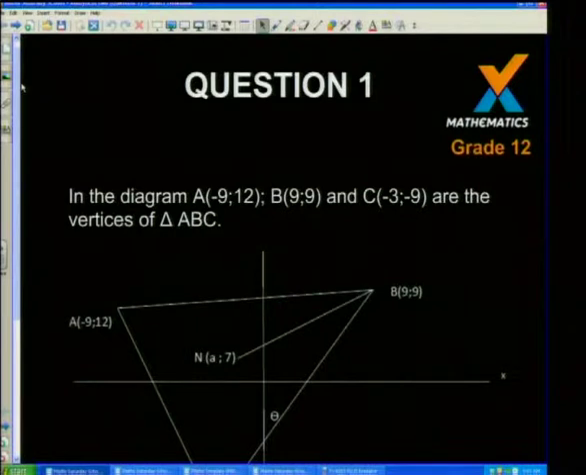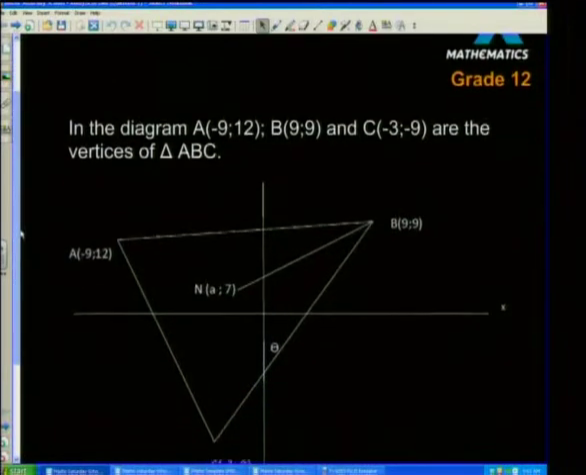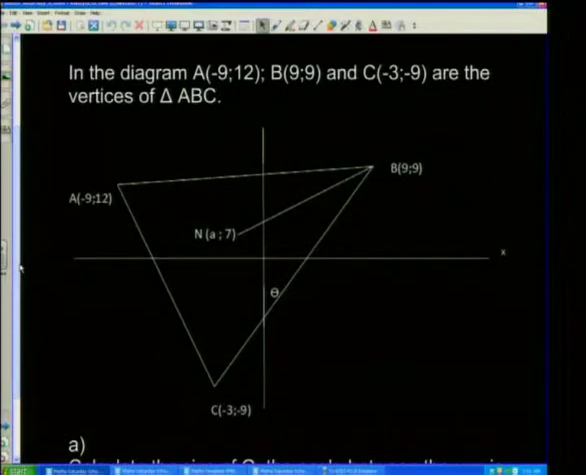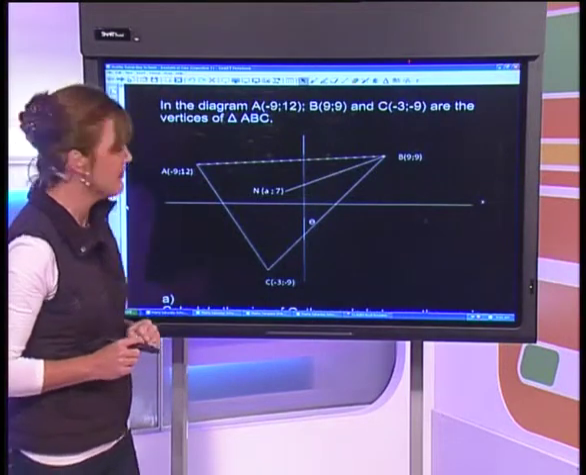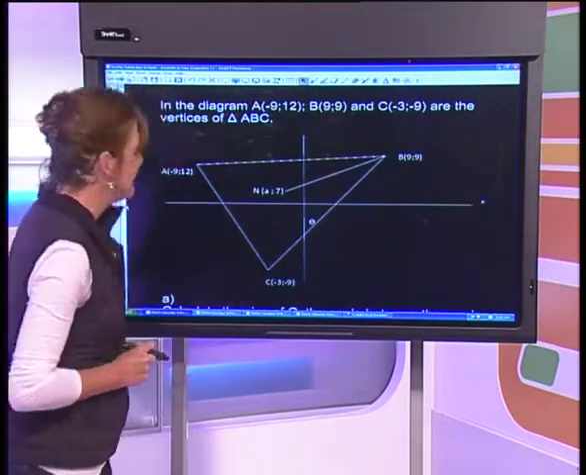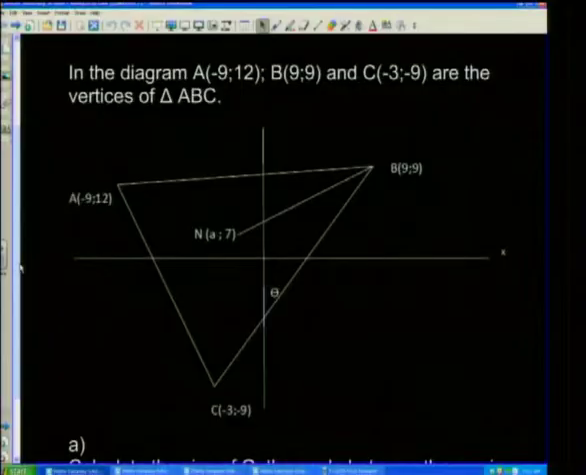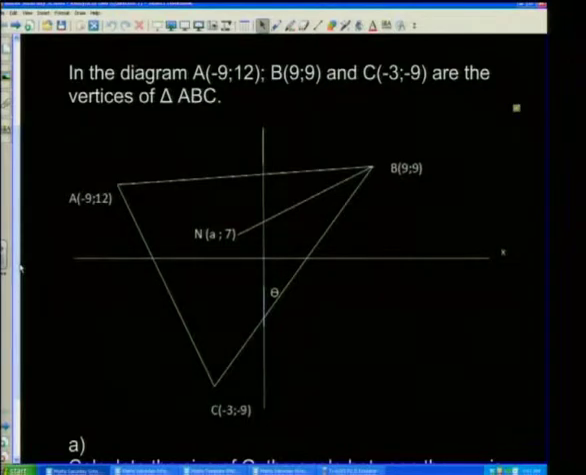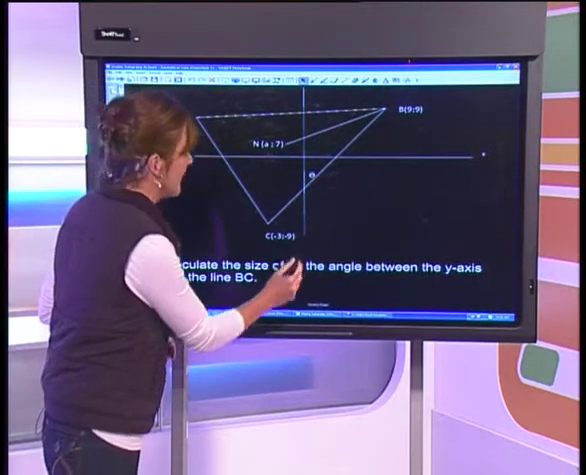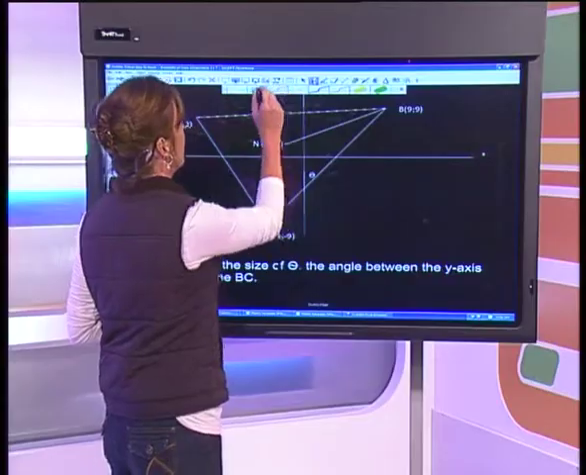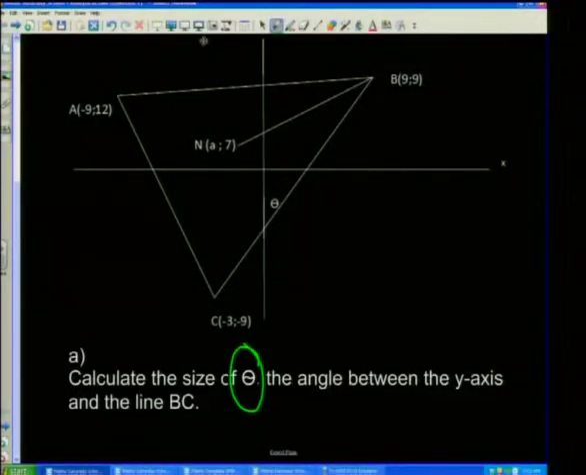Right, in the diagram we have a triangle with 3 vertices. We've got A, which is the coordinate point (-9; 12). We've got B, which is the coordinates (9; 9). And we've got C, which is the coordinates (-3; -9). We've got a point on the inside over there, which is point N. The x coordinate is unknown, we've got 7, and sitting down there at this little point is our theta. And that is what question 1 is asking us to do: find the size of theta, which is the angle between the y-axis and your line BC.